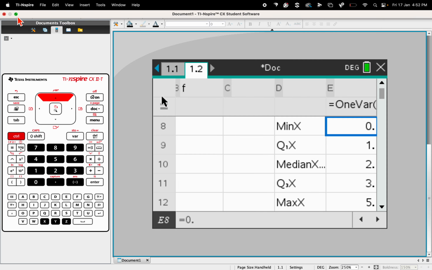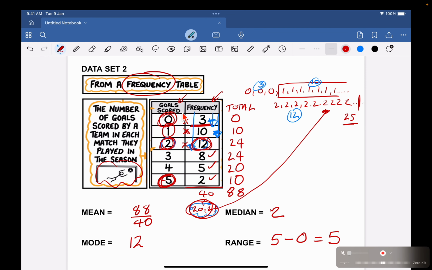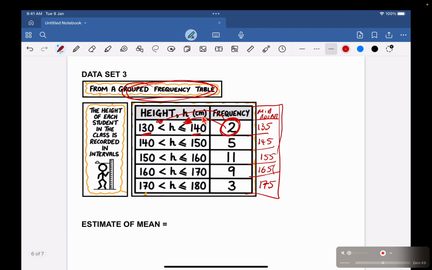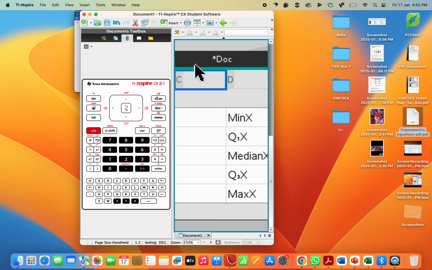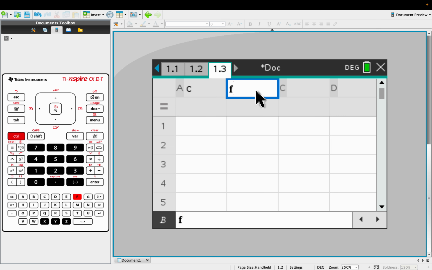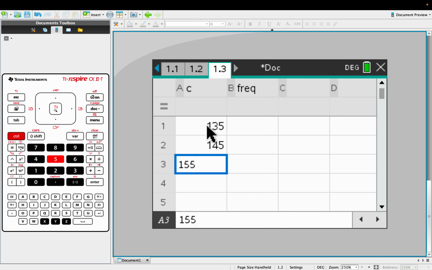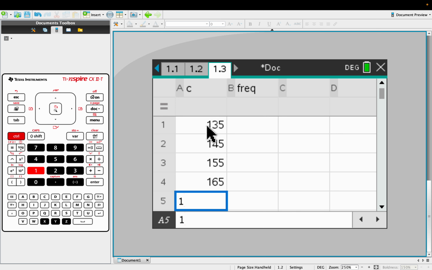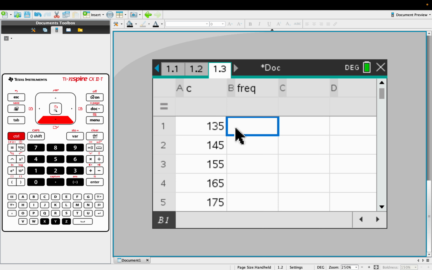And then finally, let's go back to the last data set, which is here. All right, this is grouped frequency, but we're going to do this in the same way as we did the second question. So we need a frequency column and we need a midpoint column. So again, let's go back to our TI-Nspire. Let's go back to the home spreadsheet and we'll call this C, we'll call this F. But notice how the F became bold because we've already taken this letter on the previous spreadsheet. So I'm going to put freq. And now you can see it's not bold, so this should work. So now let's type in our midpoints. That was 135, 145, 155, 165, and 175. And up here, let's put in the frequencies 2, 5, 11, 9, and 3.